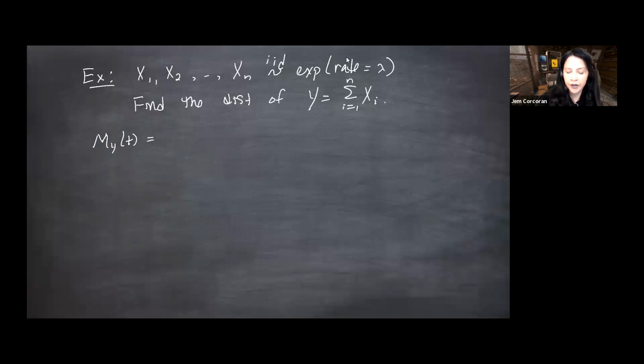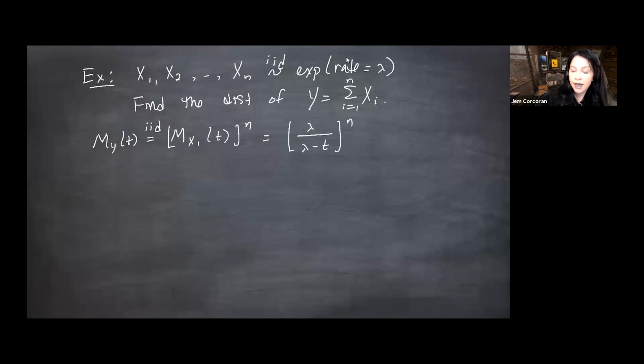Okay, so we know that the moment generating function for y, because they're IID, is the moment generating function for one of the x's at t, raised to the nth power. And the moment generating function for one of them, for the exponential, is lambda over lambda minus t, raised to the nth power, and this holds for t less than lambda.